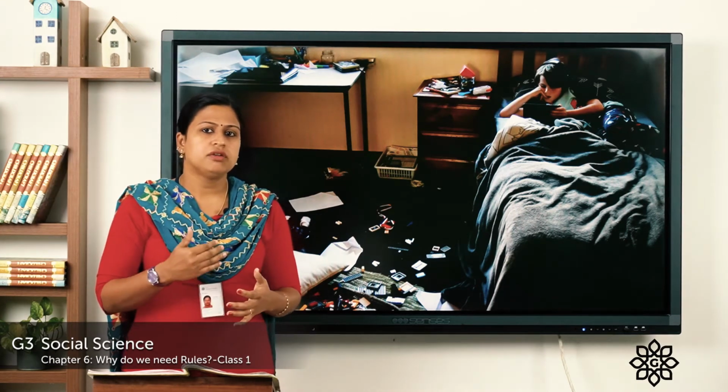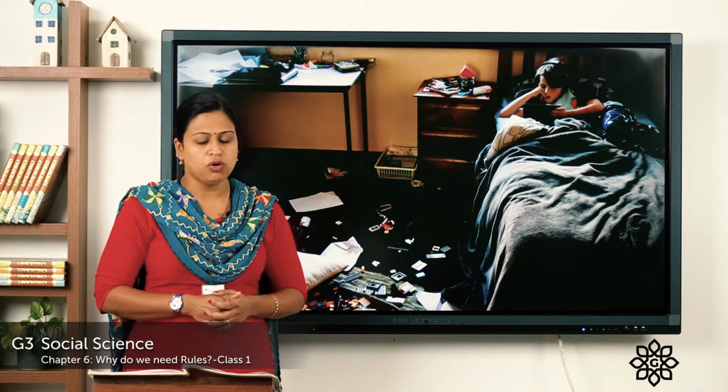And here you can see the things are scattered here and there. You should not do these things. You should keep your room neat and tidy. So these were some of the rules which you have to follow at home.